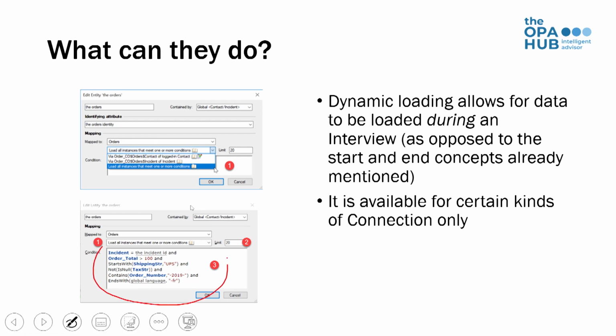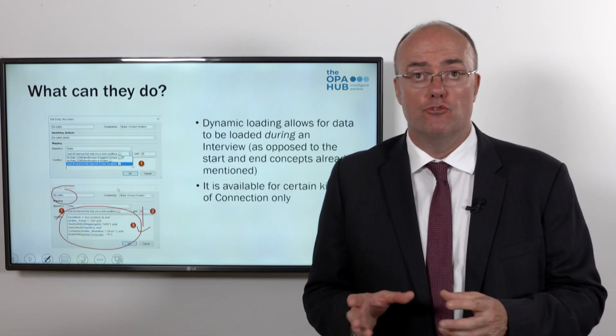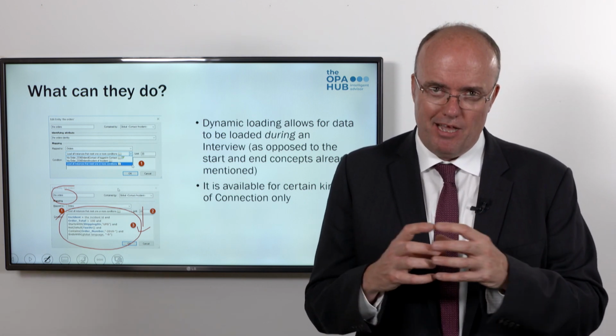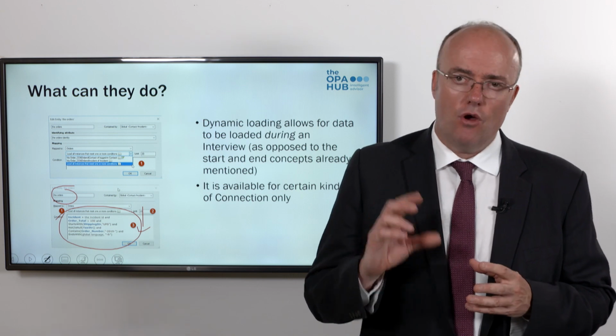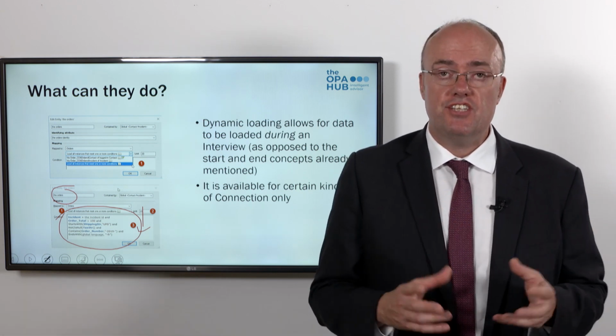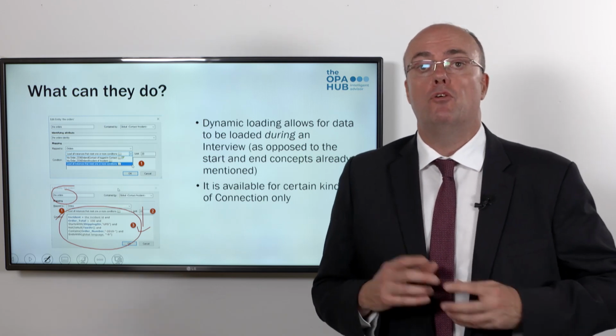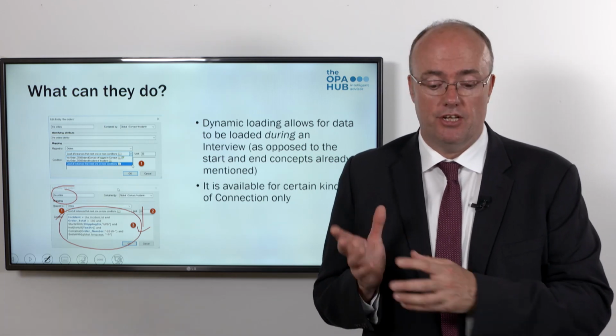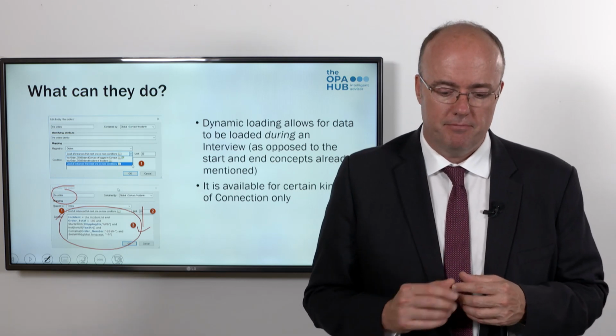You can see here I've actually created an example that says bring in the orders that match this criteria. The incident equals the incident ID, the order total is greater than 100, the shipping starts with UPS, and so on and so on and so on. So I've created a constraint that says don't bring me back all the orders for this customer, only bring me back the orders that were with UPS that had a value greater than 100. So it's a way of reducing the amount of data that I'm going to load. It's only available in certain circumstances, and if it doesn't exist in your connection, then it's only the people who manage the external application and the external connection that can help you. It's not something you can do to fix it.